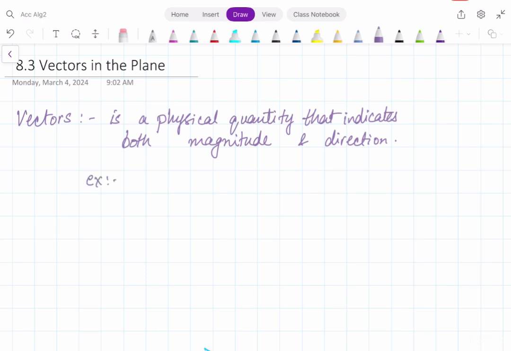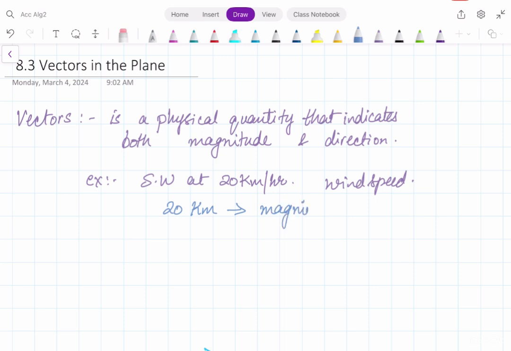So for example, when we say southwest at 20 kilometers per hour, it indicates southwest as the direction and 20 kilometers defines the magnitude of the vector, right?